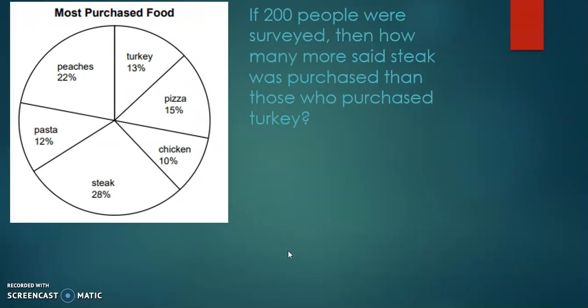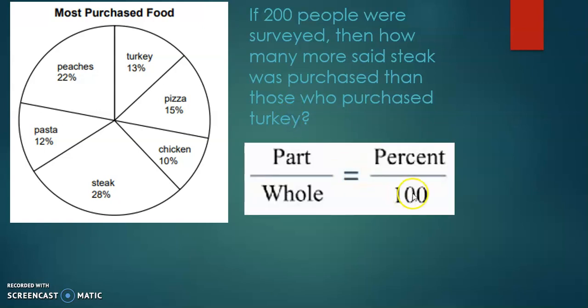Alright, so on the next problem, it could get a little more complicated. Like this problem, it's the same graph that we've been dealing with the whole time. It says if 200 people were surveyed, then how many more said steak was purchased than those who purchased turkey? So you're looking at two different things. You want to know, one, how many people chose steak, and two, how many people chose turkey. So you're going to have to do the same process that we just did with that part over whole equals percent over 100. You're going to have to do one for steak and then another one for turkey.